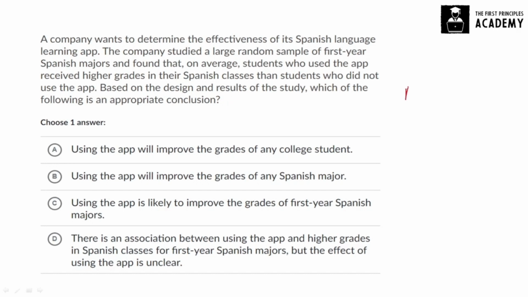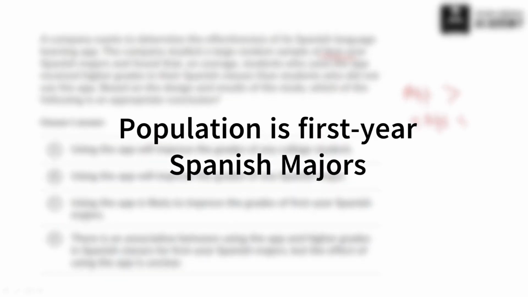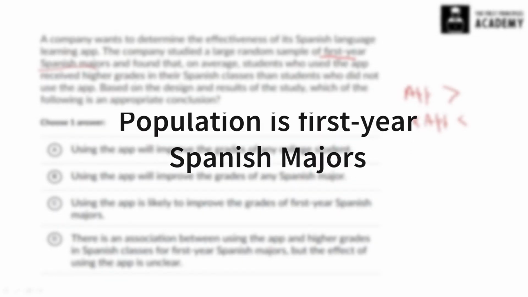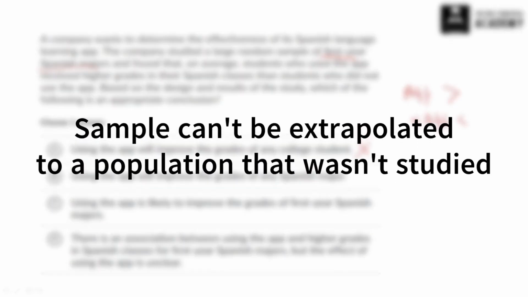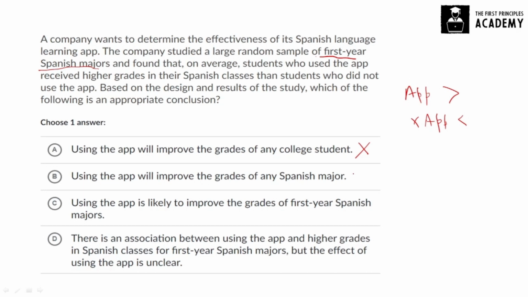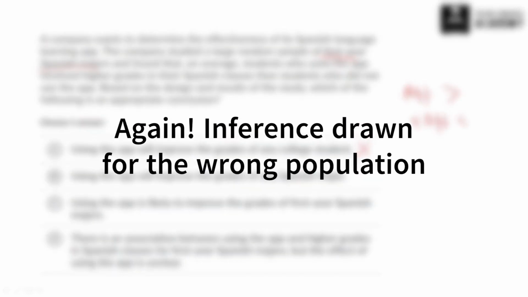So those who used the app scored higher than those who were not using the app, right? We also know that this was done on only first-year Spanish majors, so it does not apply to any other population. Using this app will improve the grades of any college student. That's a very far-fetched claim. This is not even the sample. Using this app will improve the grades of any Spanish major. Not correct, because like I highlighted, it only sampled first-year Spanish majors.